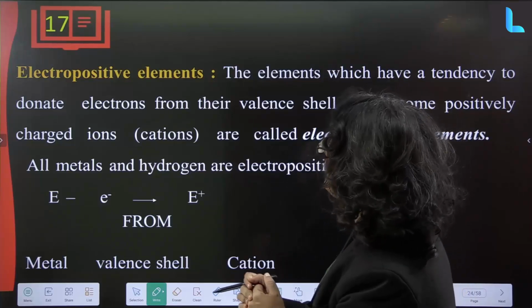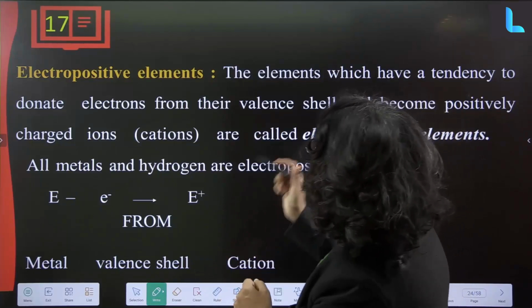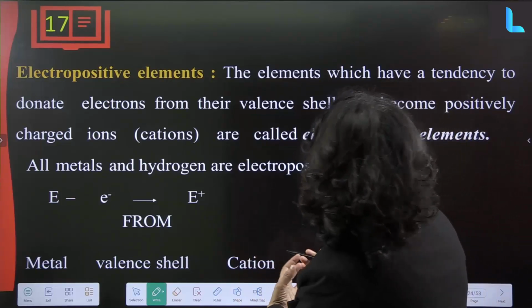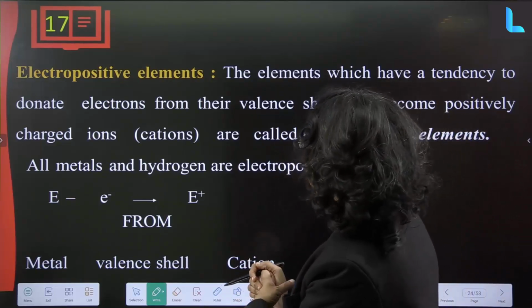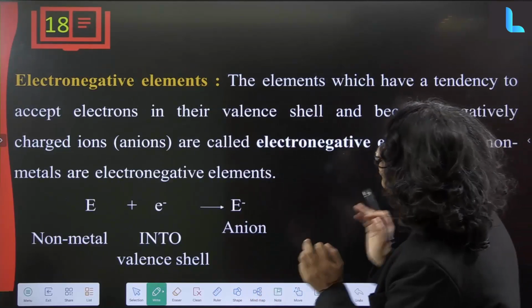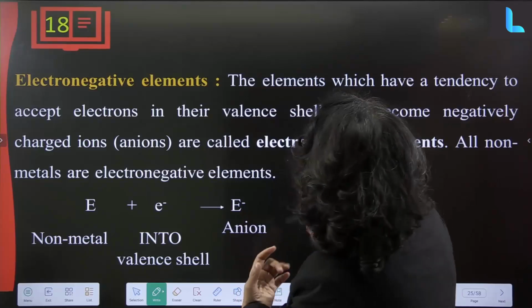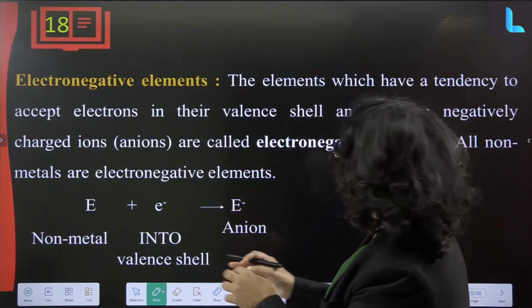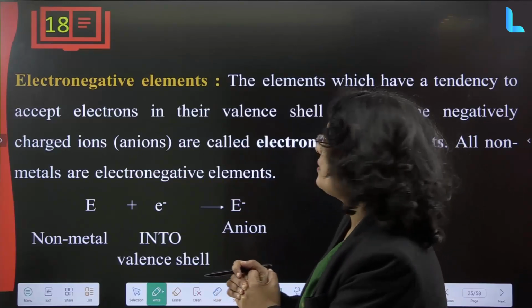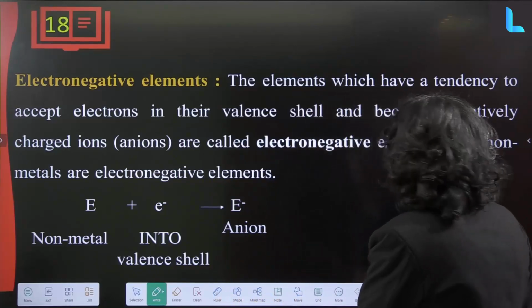The anion will be greater than the parent atom. Electropositive elements, the elements which have a tendency to donate electrons, can only form positively charged ions. They are called electropositive elements. And electronegative elements, the elements which have a tendency to accept electrons in their valence shell and to become an anion or negatively charged ion, are called electronegative elements.